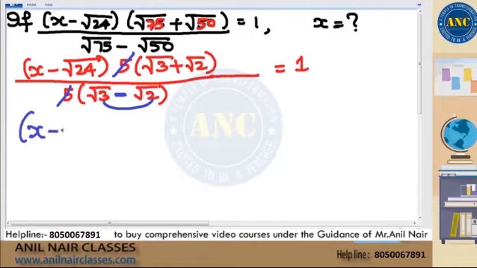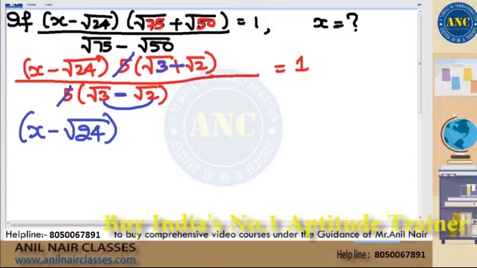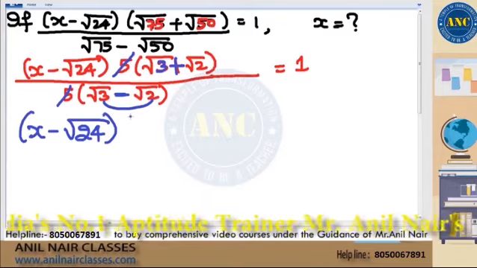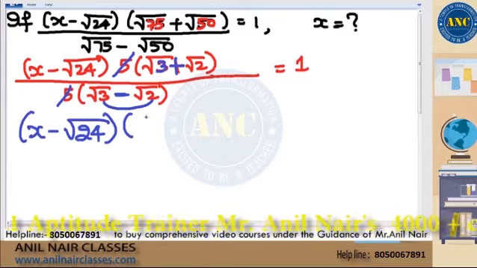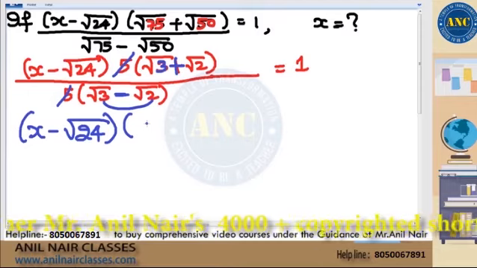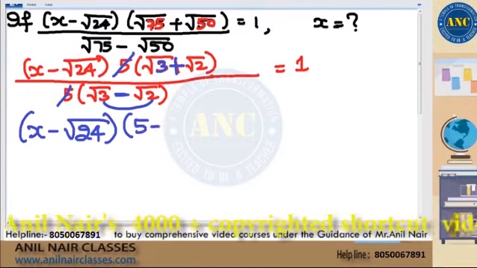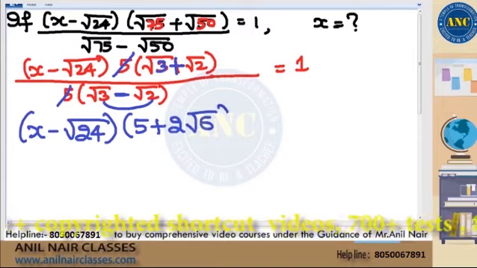That means x minus root 24 is already there. Root 3 plus root 2 is already there. Again another root 3 plus root 2 will come: root 3 plus root 2 whole square. That means root 3 whole square is 3, a plus b whole square, root 2 whole square is 2, 3 plus 2 is 5, and 2 into root 3 into root 2 is 2 root 6.